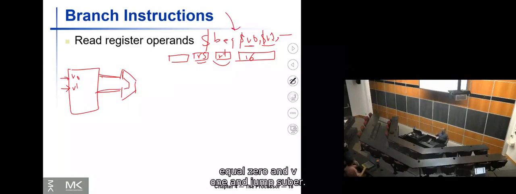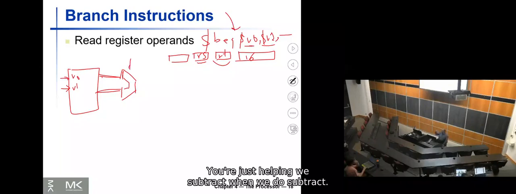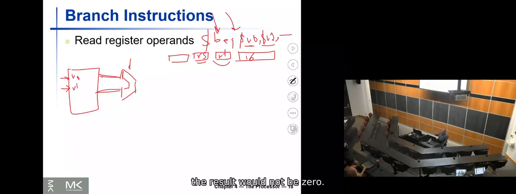Branch unequal V0 and V1 and jump somewhere. What kind of operation do we have to do on V0 and V1? Subtract, because we want to compare. Yeah, subtract. Perfect. You're just helping me. So we do subtract. And when we do subtract, we are just concerned about whether the result would be 0 or not, because we are looking for branch unequal. If they are equal, the result would be 0. If they are not equal, the result would not be 0.